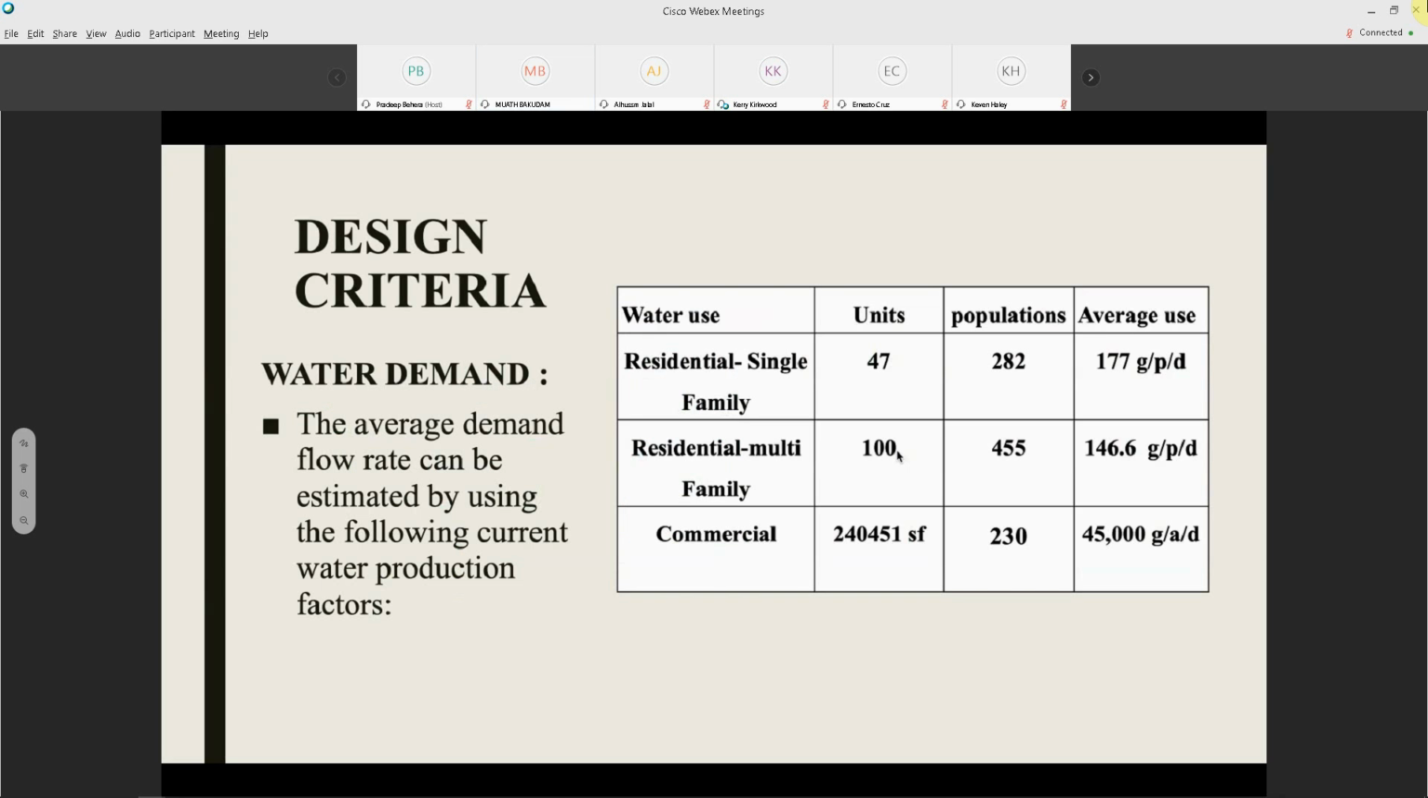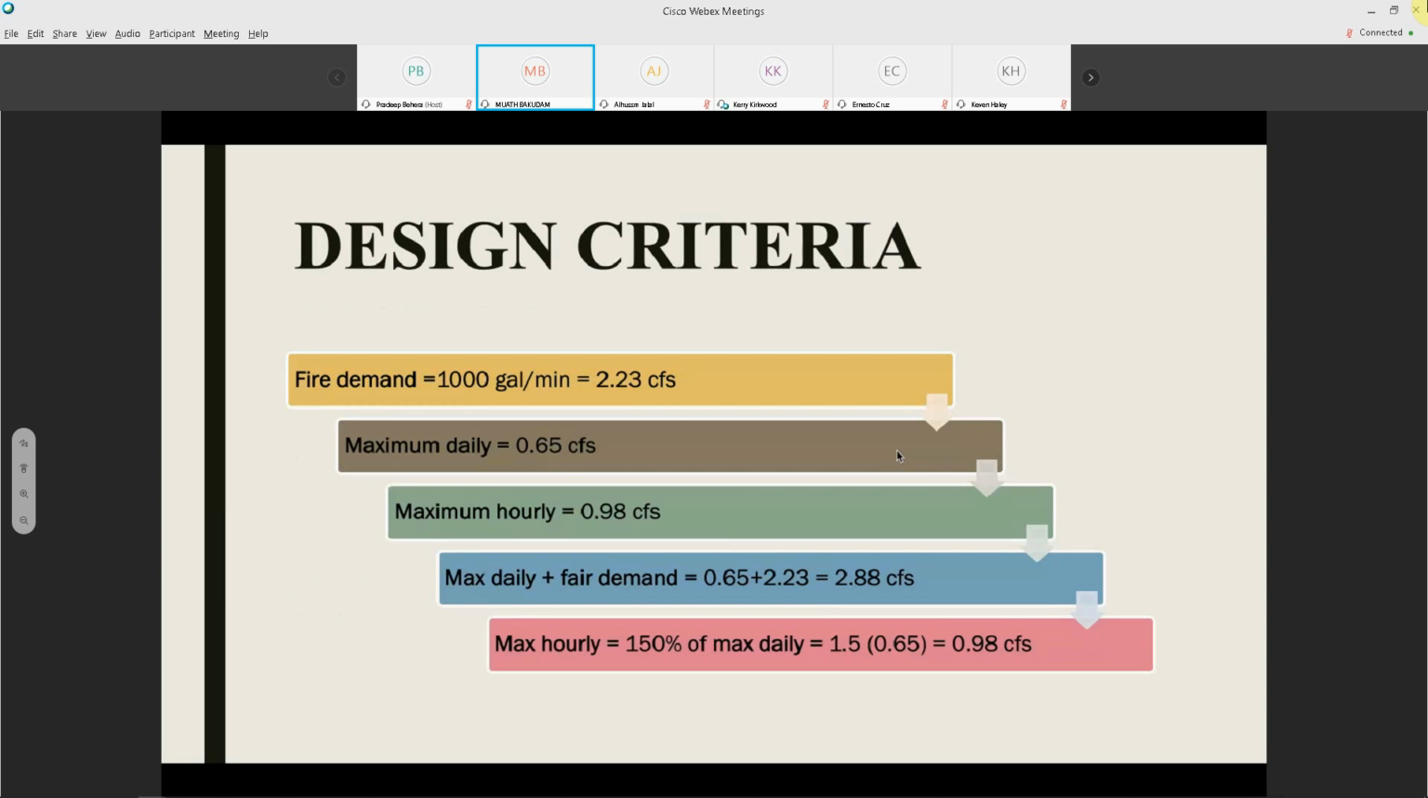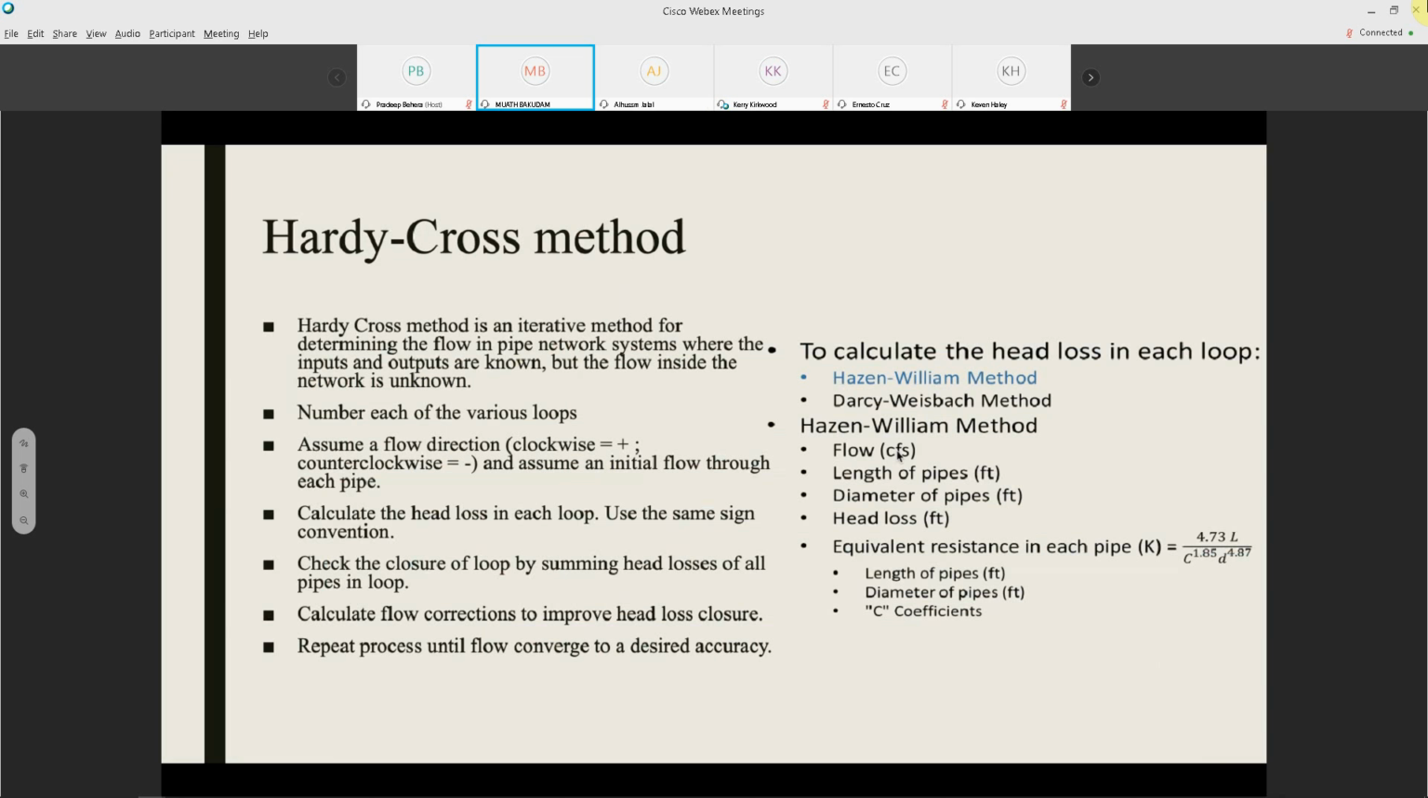The average demand flow rate can be estimated by using the following current water production factors. The water used, we divide into 3 sections. How many units do we have in each section? Also, how many people live there, and the average use of each section. Next, please. And that's how we get our fire demand, the max daily, and the max hourly. In the next slide, I will hand it over to my colleague, Hossain.